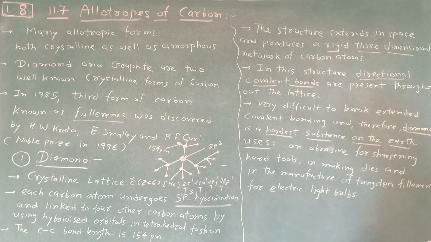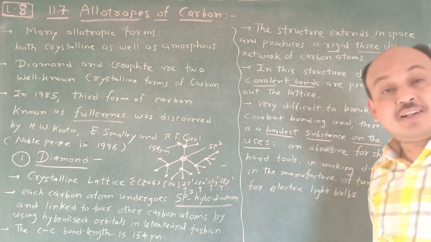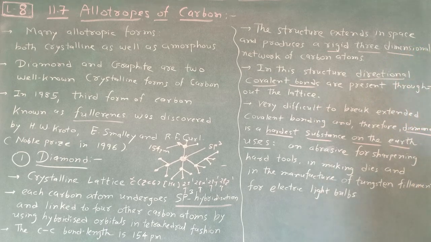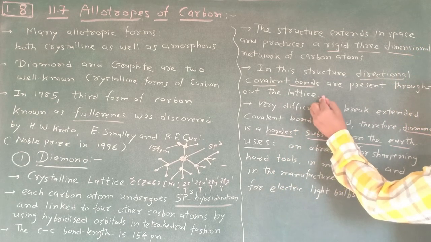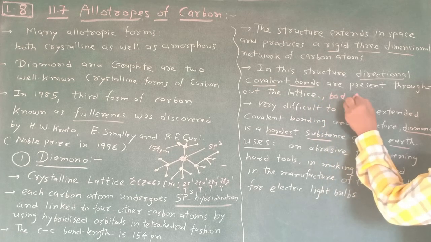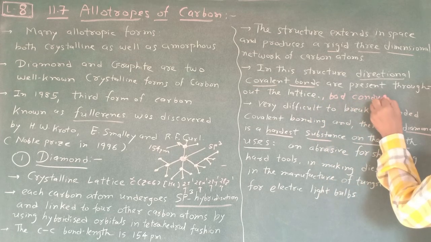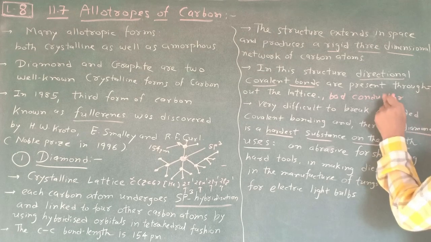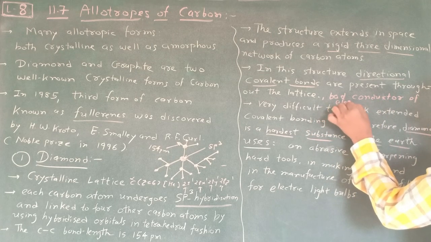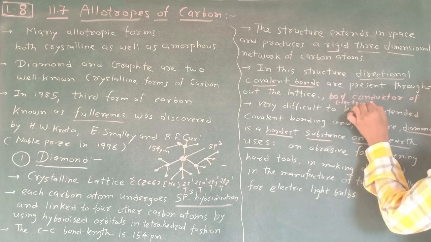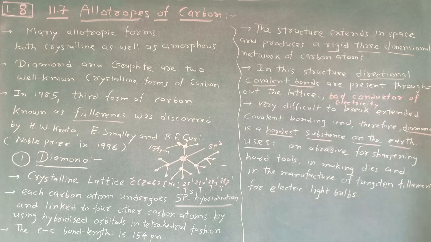And that's why here no double bond is there. There is no free electron, and that's why it's a bad conductor of electricity. You have to write it here also: bad conductor of electricity. What is the reason? Because there is no free electron present. So write it completely according to the NCERT textbook and prepare it.